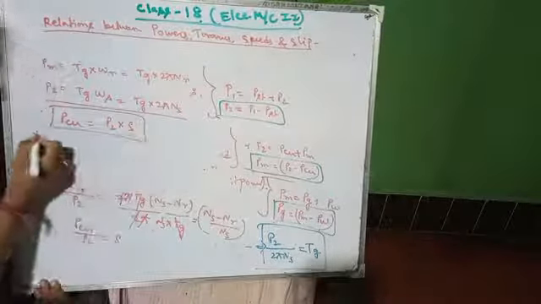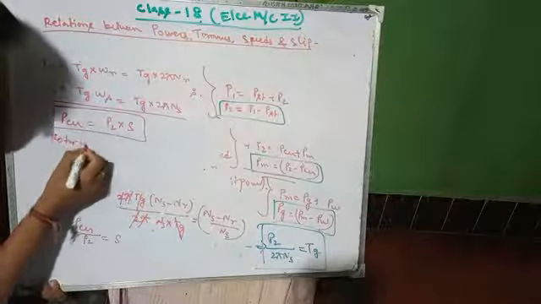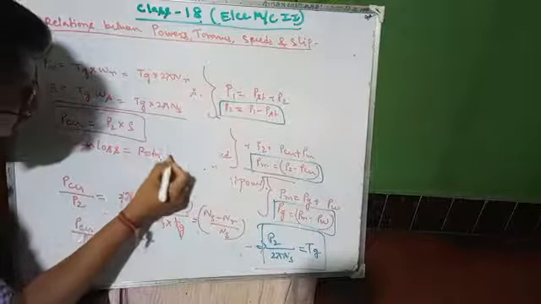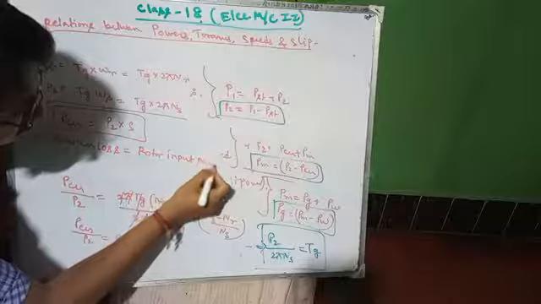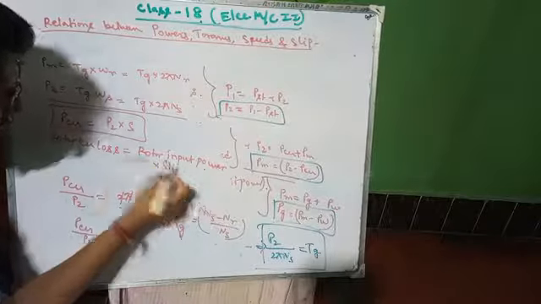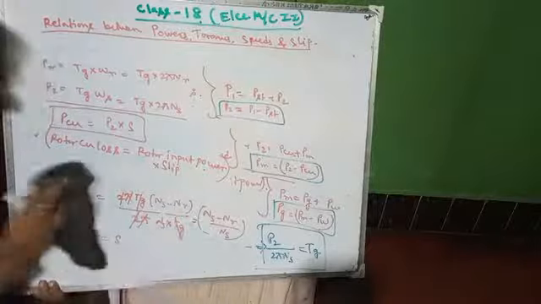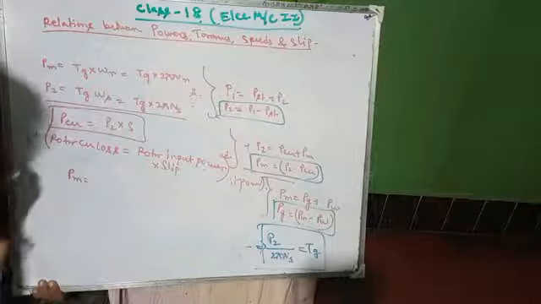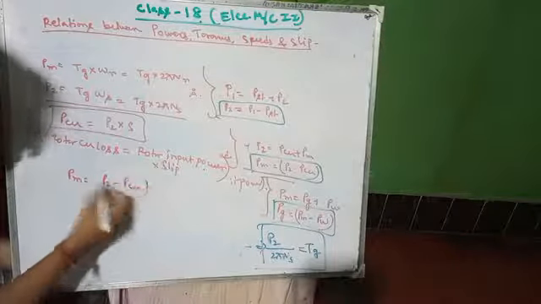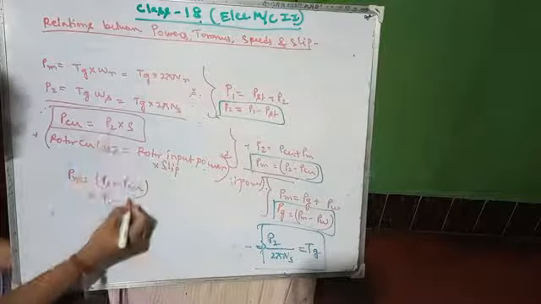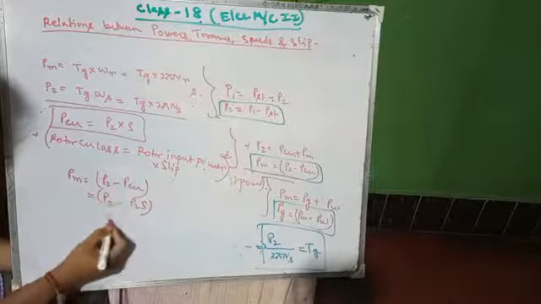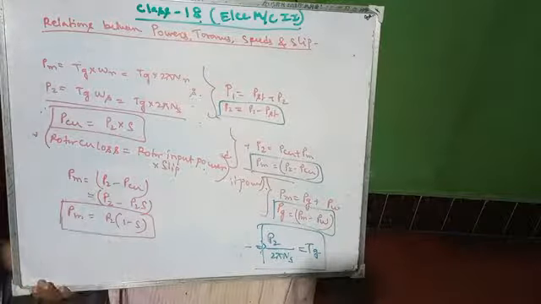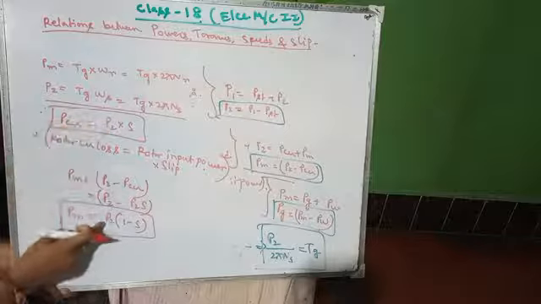So what is the significance of it? Rotor copper loss equals rotor input power into slip, right? So what is the gross mechanical power output Pm? It is P2 minus PCU, right? P2 minus P2 into S, so taking P2 common, 1 minus S. So Pm equals P2 into 1 minus S, and PCU equals P2 into S.